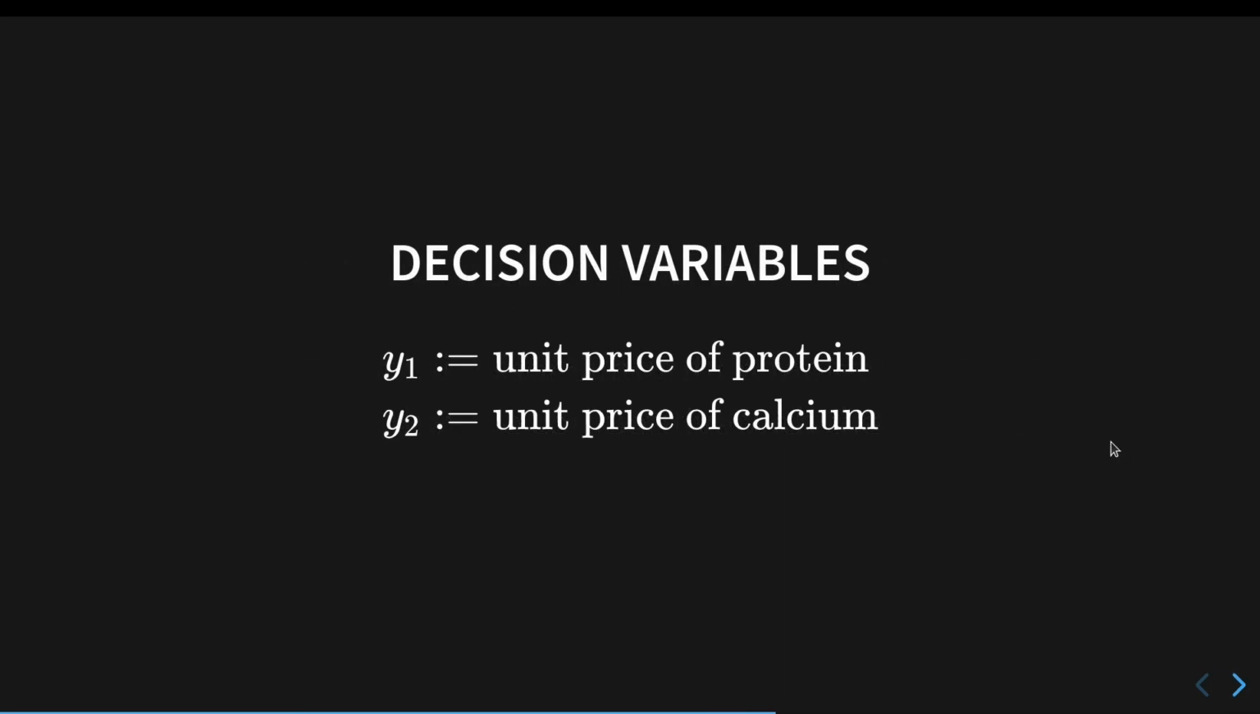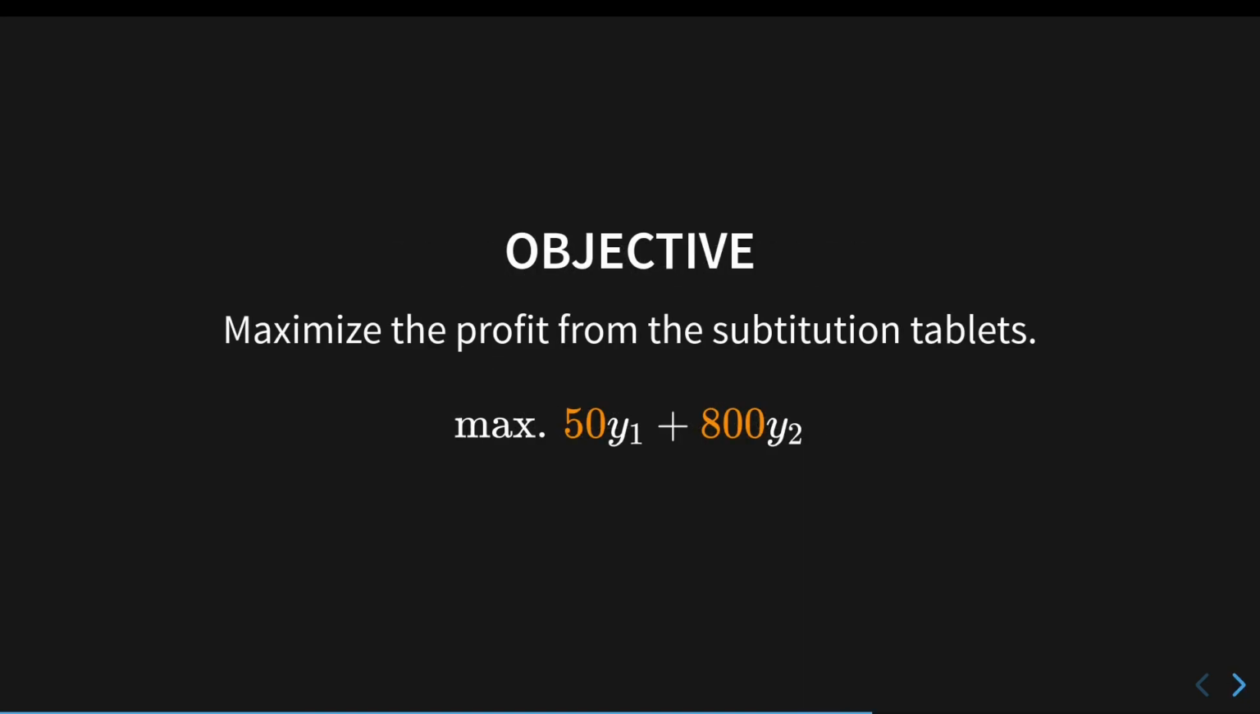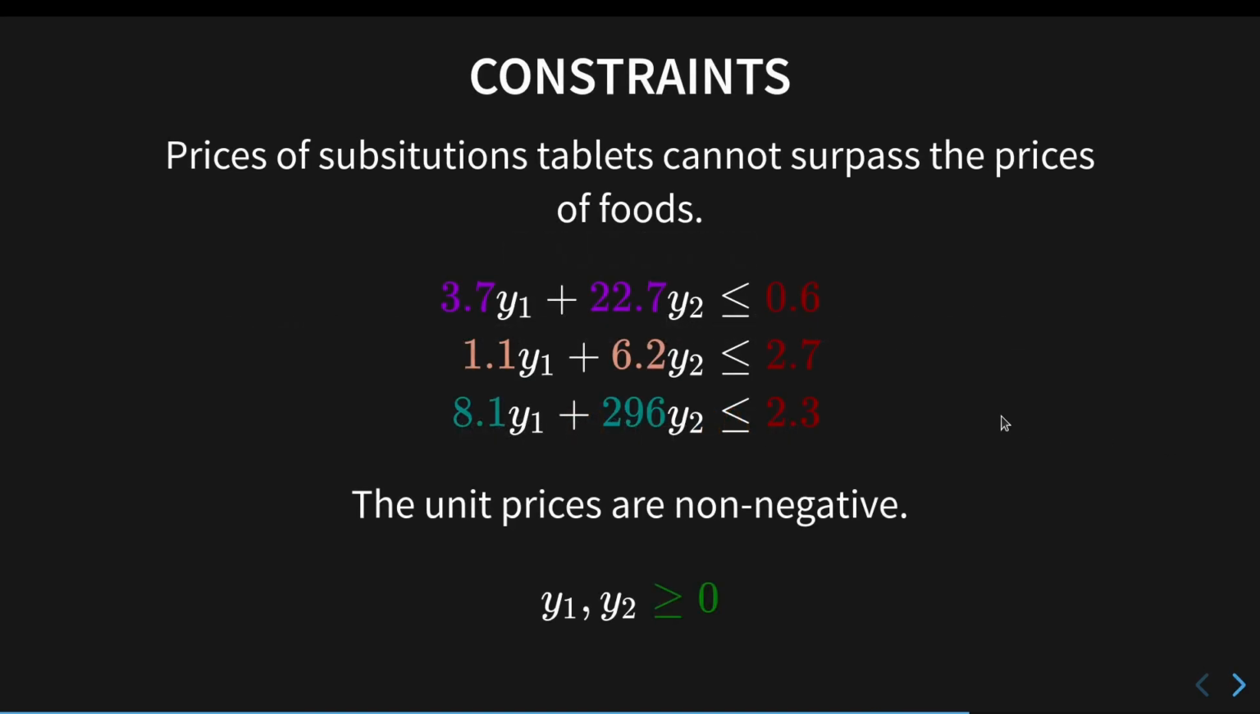Next we will formulate the pharmacist's problem as described in the problem description. In the pharmacist problem, we will set the decision variables such that u1 is the unit price of protein and u2 is the unit price of calcium. Then the objective will be to maximize the total profit from the substitution tablets as formulated here. The constraints will be set such that the substitution tablet's price cannot surpass the price of the real foods as formulated here, and also the unit prices are non-negative.